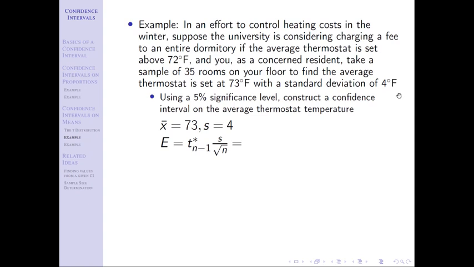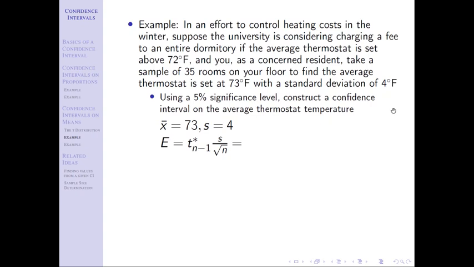we have a 5% significance level. Don't plug in 0.05 for t. Don't plug, that's 95% confidence, right? Don't plug in 0.95 for t, right? Make sure we go to our t table and plug in the correct critical value. We know that n is 35, which means we have 34 degrees of freedom. So we're going to look at that row, and 95% confidence gets us a critical value of 2.032.